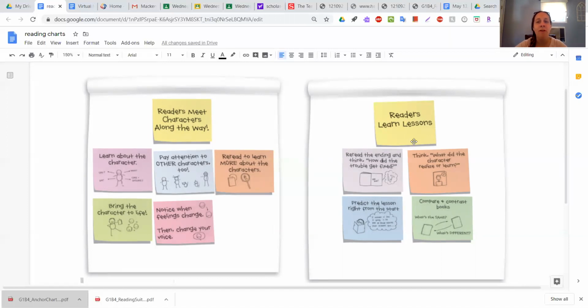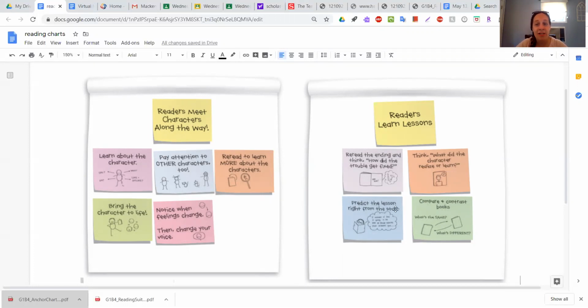Then we talked about how readers learn lessons in their story. They reread the end of the story and they think, how did the trouble get fixed? And that's usually where the lesson lies. Because then we start to think, what did that character realize and learn after their trouble was fixed? We started to try to predict what that lesson would be right from the very start. And even though we weren't always correct, it was a strategy we used in order to help us try to figure out what the story might be about.